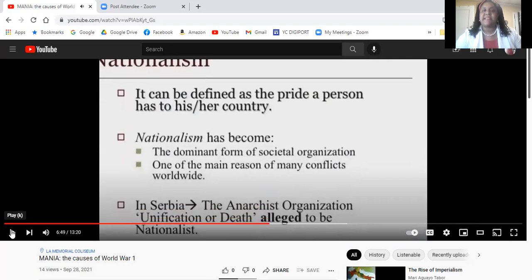So as you can see, it says it can be defined as the pride a person has for his or her country. Nationalism has become the dominant form of societal organization, one of the main reasons of many conflicts worldwide. So when people are too nationalistic, they start wars, okay?